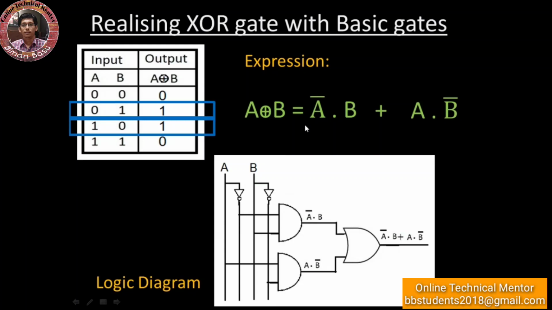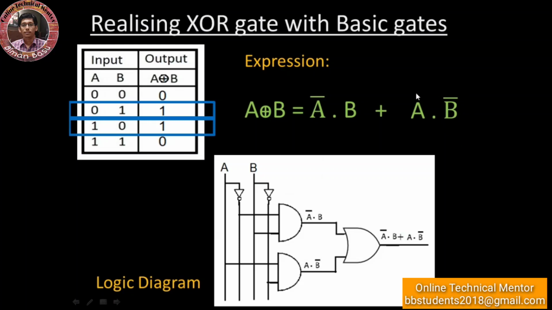Look at the A bar B. That means you have to draw the connection from A bar line and B line. So this is the connection from A bar line and this is from B line. And what is happening with them? An AND operation. Dot means AND operation. So just draw an AND gate.